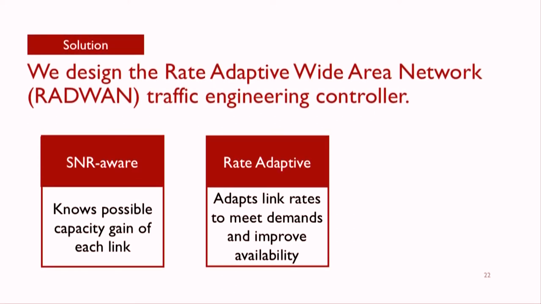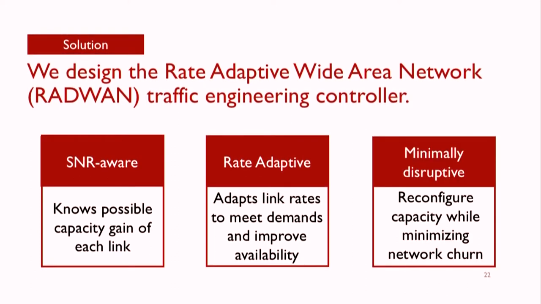It's rate adaptive. So if there are demands in the network that cannot be met with the current configuration, the RADWAN controller can adapt link capacities, increase link capacities, in fact, to meet these demands. It can also reduce link capacities if the SNR drops below a threshold in order to improve availability.